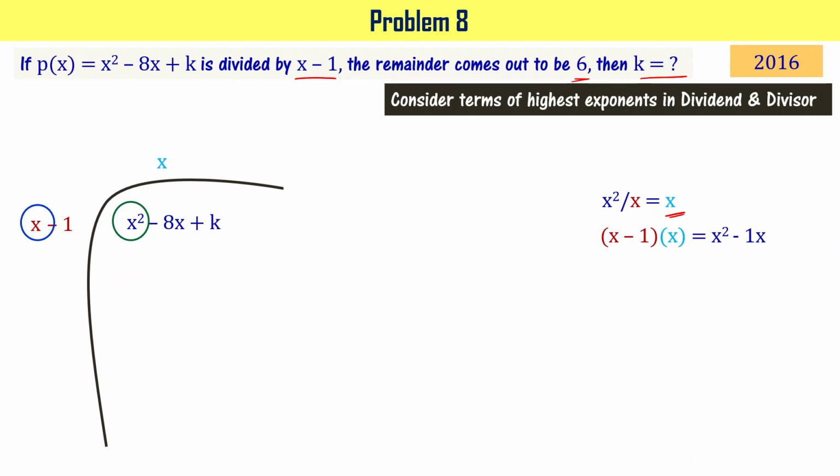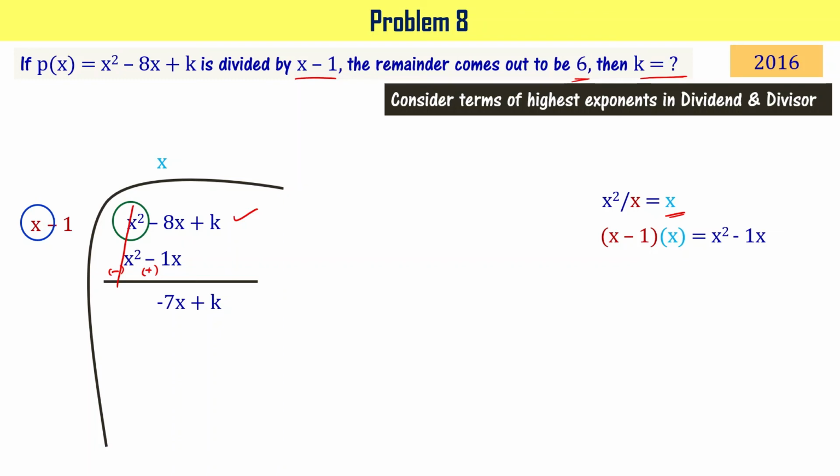Let's subtract this from the dividend given. When you subtract, we'll be repeating the same process as earlier. You change the sign of the terms below and simply add them. x square minus x square, this can get cancelled. Minus 8x plus 1x, this is going to be minus 7x. And plus k can be brought down as is. So minus 7x plus k.